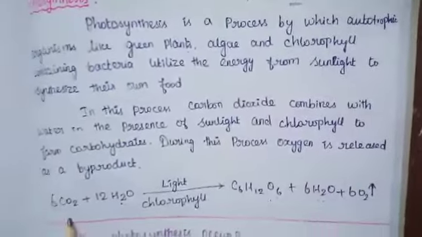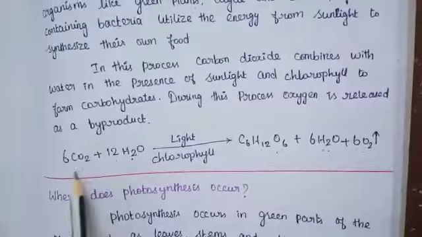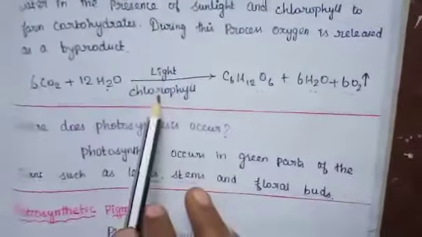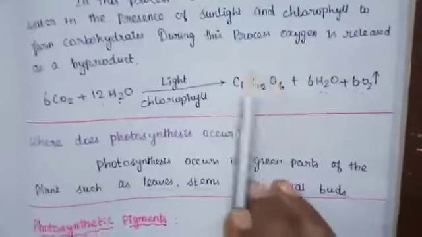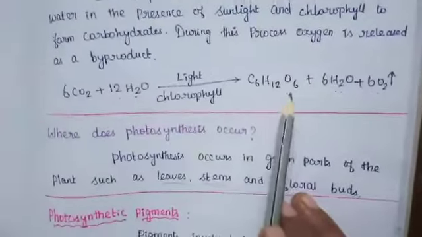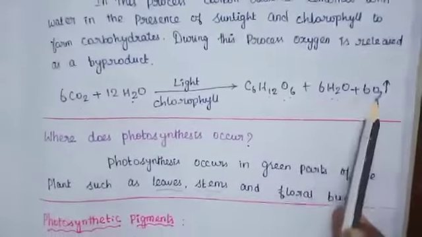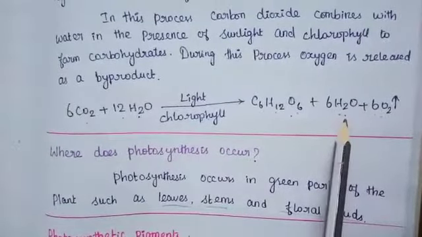You know very well the photosynthesis formula. 6 CO2 plus 12 H2O, in the presence of sunlight and chlorophyll, produce C6H12O6 carbohydrate plus 6H2O plus 6O2. This is the equation of photosynthesis.